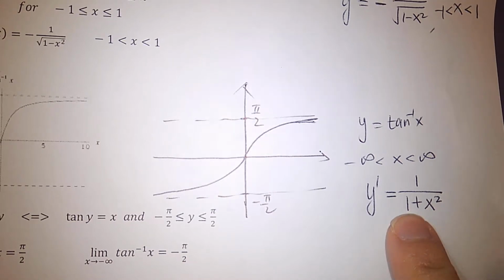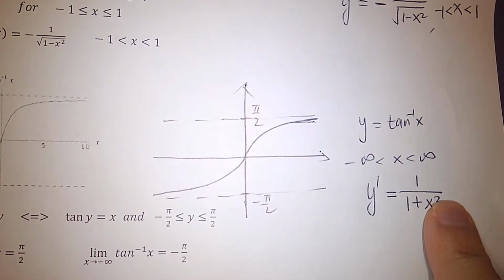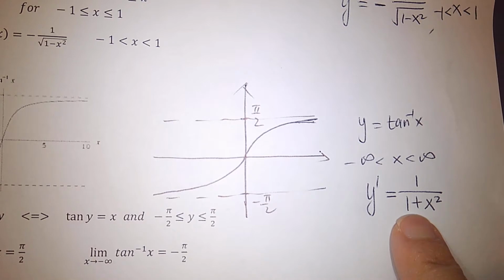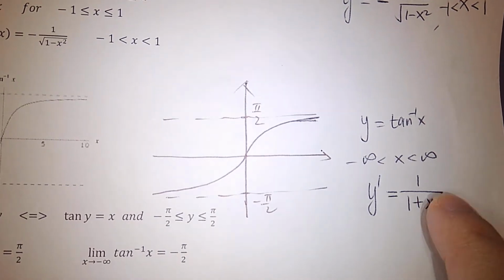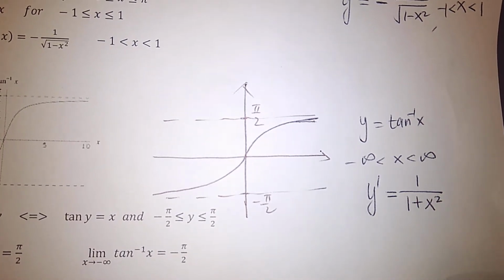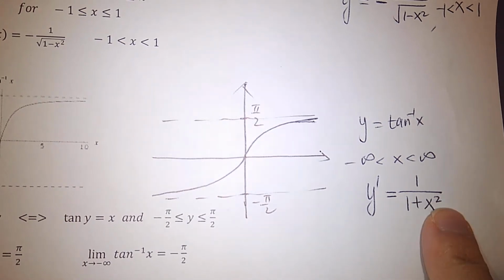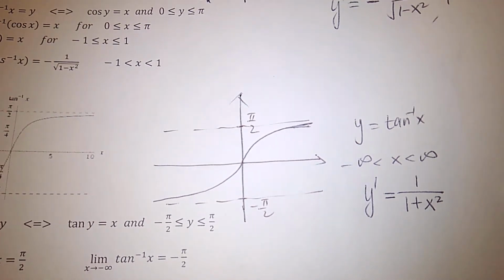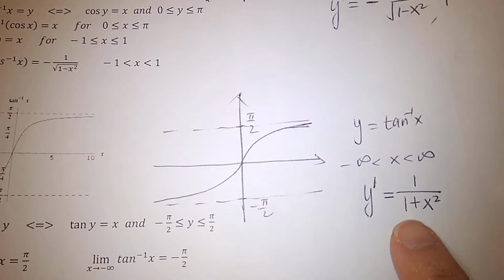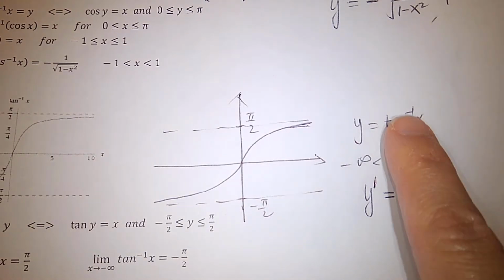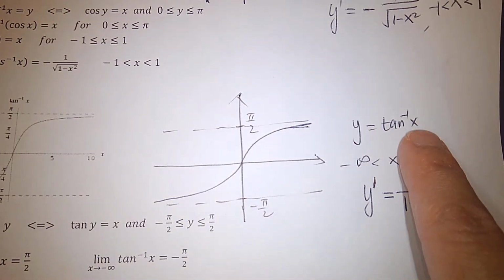And there's no restriction for x. Why? Because x squared will always be greater than or equal to 0, and then there's the 1, so the denominator will always be greater than or equal to 1. So we don't have to worry about it equaling 0 somewhere. Make sure we know this. So this is for inverse tangent.